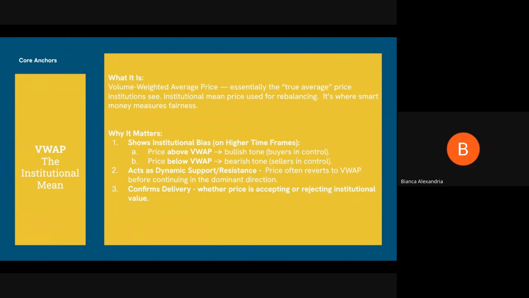It also acts as a dynamic support and resistance. And I say dynamic because it moves throughout the day. Of course, as price is moving and there's price action, the actual volume is going to shift, and the weight of price is going to shift literally on the chart. And it also confirms delivery, whether price is accepting or rejecting value. That's when these larger institutions put money into the market, and it shows us whether we're on the right side or not.